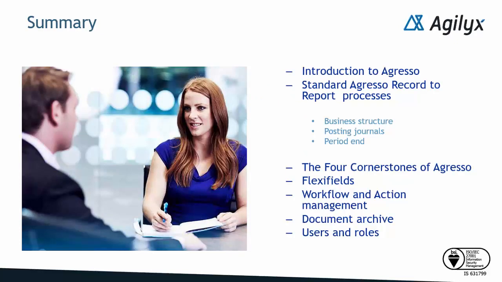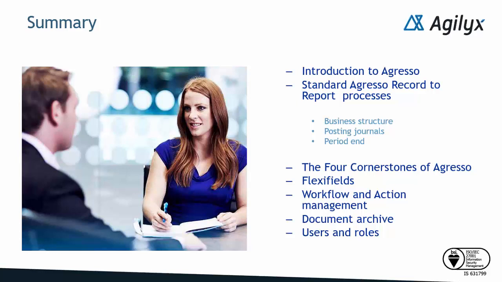Okay, so summary, what we have covered today. We have covered the introduction to Aggresso, the attributes and the four cornerstones, the record to report processes, the business structure, posting journals. It was more generic, but we can't really go into that much detail because of the time we have. We talked about the four cornerstones of Aggresso: the reporting, the account rules, the relations, the attributes, the flexi fields. We talked about workflow, users and roles, and document archive, which we haven't talked about.